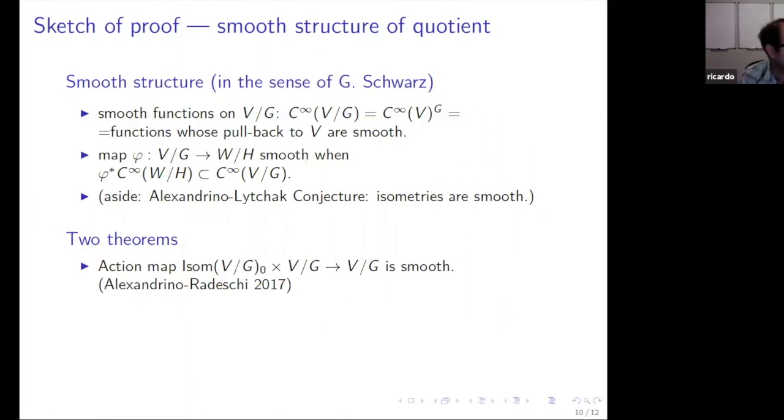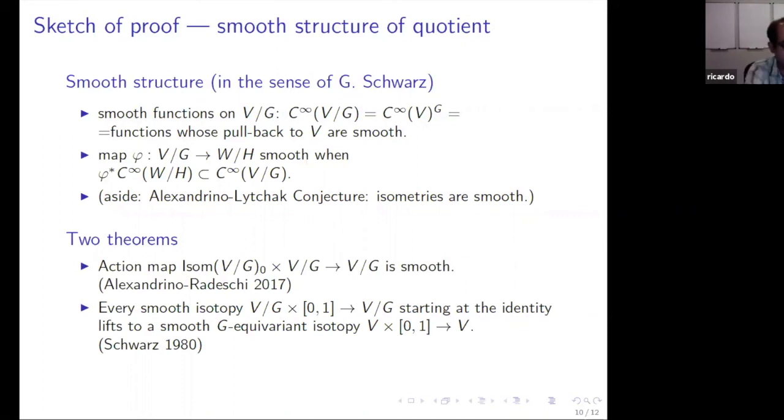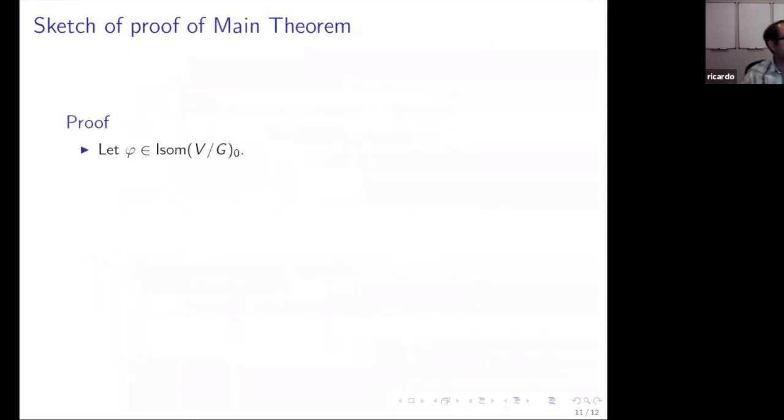And the other result that I need is by Jerry Schwarz from 1980. It's about isotopies. He has shown that any smooth isotopy of the quotient, smooth in the sense above, starting at the identity, lifts to a G-equivariant smooth isotopy upstairs. So you have these two things together: one, the connected component of the isometry group acts smoothly, and the other, if you have some smooth isotopy, you can lift it to a G-equivariant isotopy. If you take these two things together, what you get is the following.